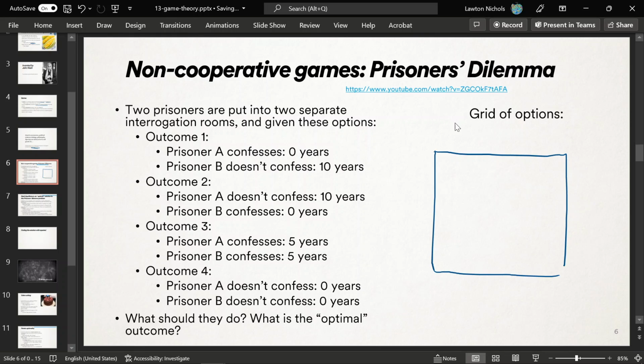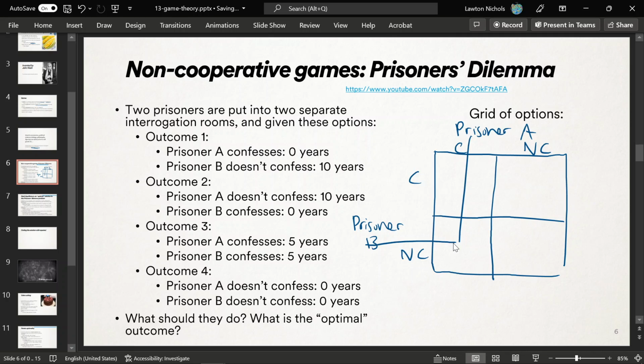So here is prisoner A's choice and prisoner B's choice. They can either confess to the crime or not confess, both of them, right? So you have the case where they both confess, where one confesses and the other does not confess. I'll say NC for not confess. And vice versa, prisoner A can confess, but prisoner B does not confess. That means you're in this case. Or neither of them confess, and you're in this case. So you have 4 total options.